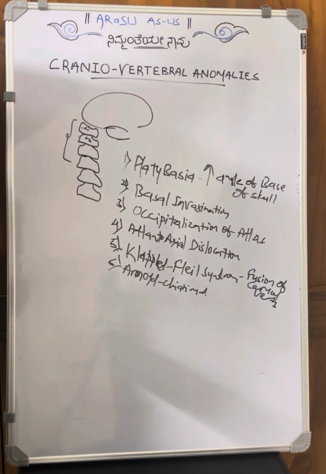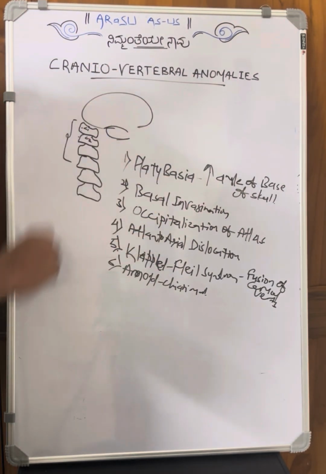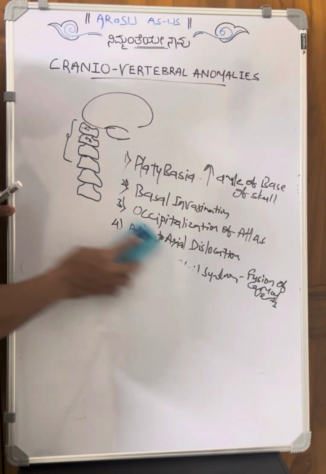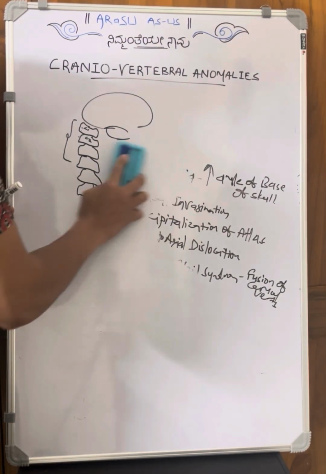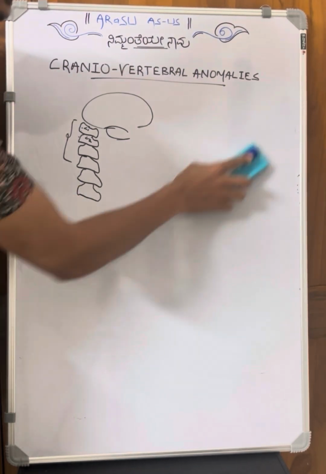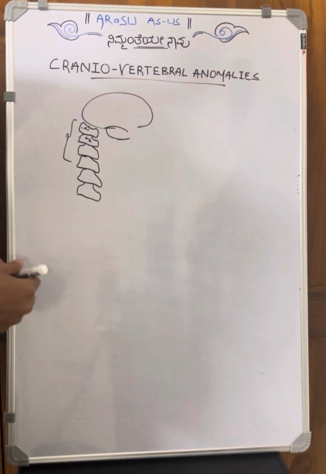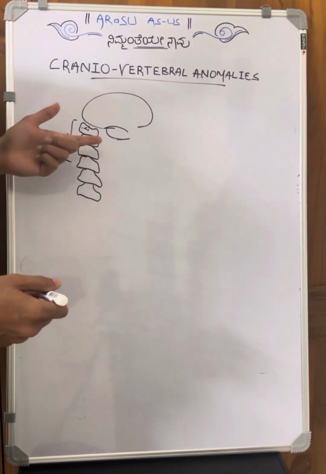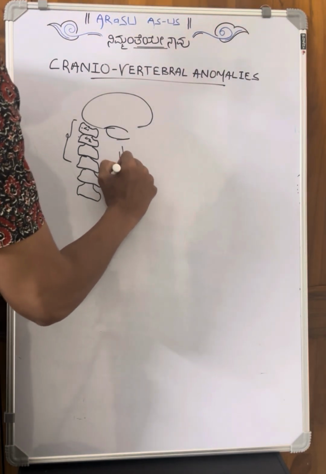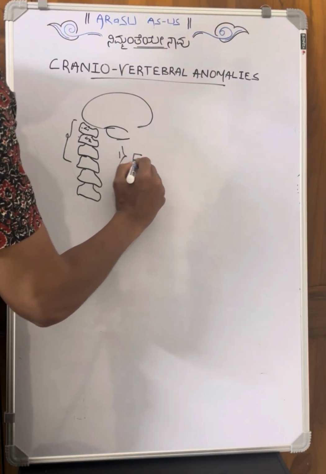What will be the manifestations of such anomalies at the level of this junction? How will the individual manifest? Often these individuals might not have any symptoms at all. They might be asymptomatic in some cases, but if they present with some features, the first one is something called Feil's triad.